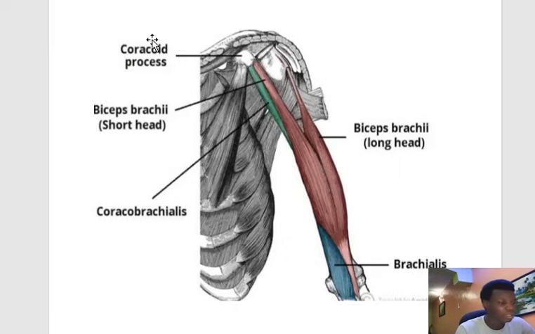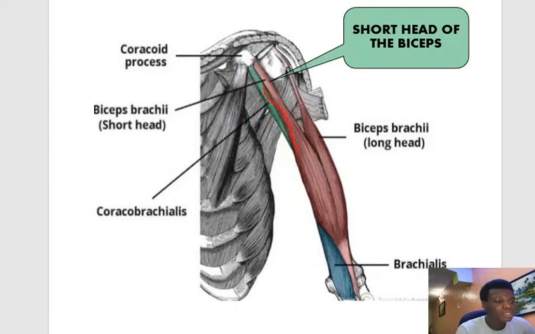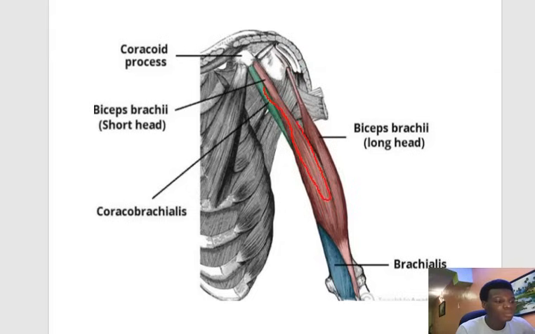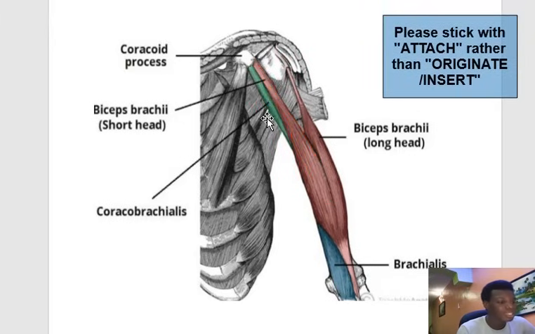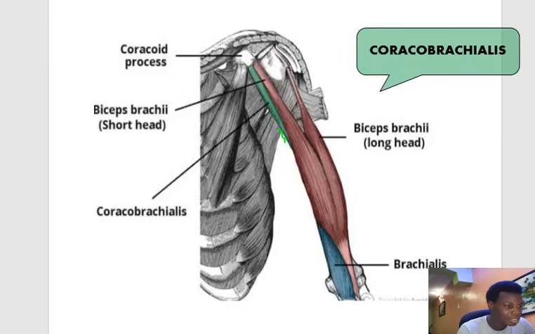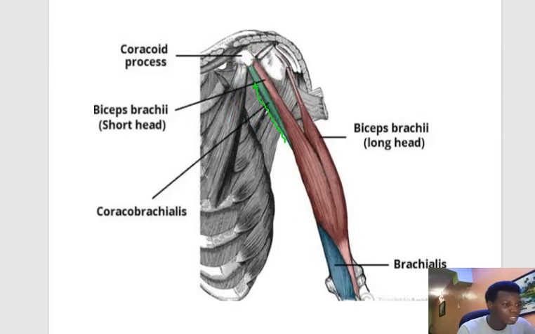coracoid process. Here is the short head of the biceps. Okay, here is the bicep, and it has 2 heads. Of course, there is a long head and a short head. Understand that the short head of the bicep goes all the way to the coracoid process to insert. Then there is also this very important muscle too, the coracobrachialis. This green muscle right here is deep to the biceps brachii.